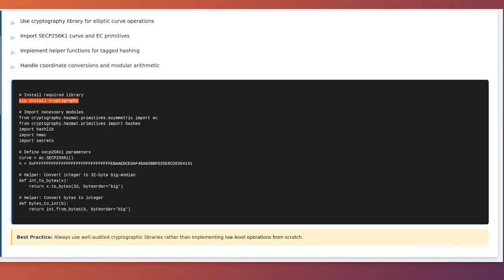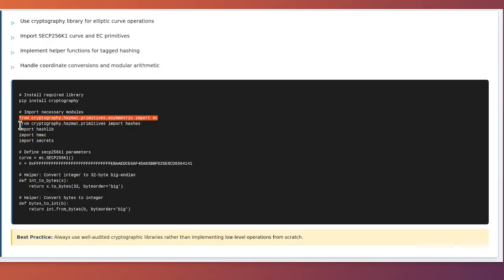First, we need to install the cryptography library if it is not already available. We can do this using pip install cryptography. This library provides the elliptic curve class hierarchy and various backends for performing cryptographic operations. For our purposes, we will be working primarily with the SECP256K1 curve, which is available in the library. We will also need the EC module, which contains the elliptic curve cryptography functionality, and we will import specific classes like SECP256K1, which represents the curve parameters we discussed earlier.